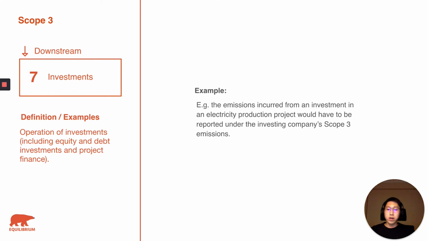Lastly, Category 7 accounts for the emissions from the operations of investments, which include both equity and debt investments, as well as project finance. The emissions incurred from the investment from the reporting company in an electricity production project would be considered under the reporting company's Scope 3 Category 7 emissions.